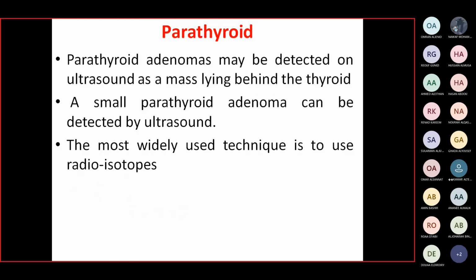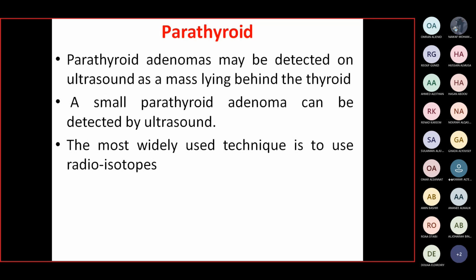Parathyroid. In general, the parathyroid is not seen by ultrasound unless there is an abnormality. The parathyroid itself is usually difficult to be seen by ultrasound unless there are adenomas. So a parathyroid adenoma may be detected on ultrasound, posterior to the thyroid. But a normal parathyroid is not easy to be detected by ultrasound.